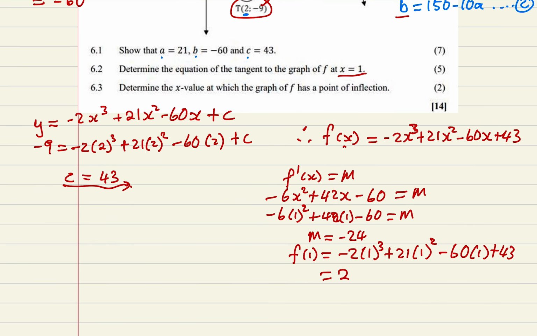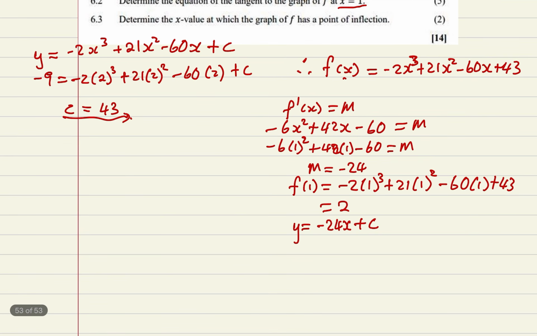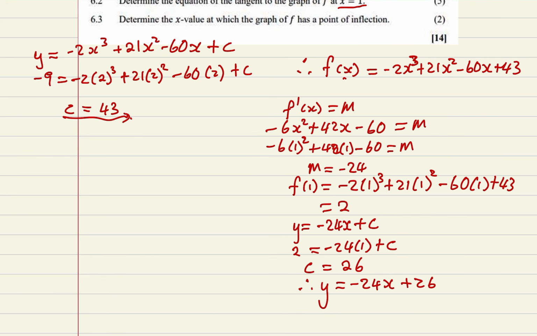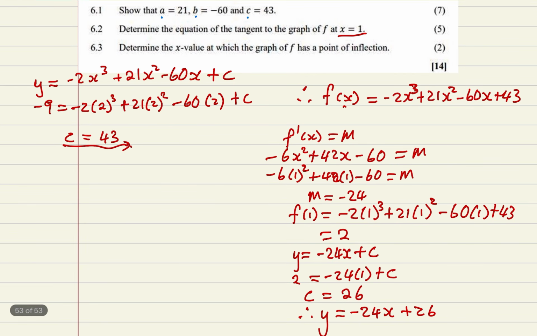Then let's substitute there. y equals negative 24x plus c. So 2 equals negative 24 into 1 plus c. Then we know that c equals 26. Therefore the equation is y equals negative 24x plus 26. That is how we find the equation of a tangent.